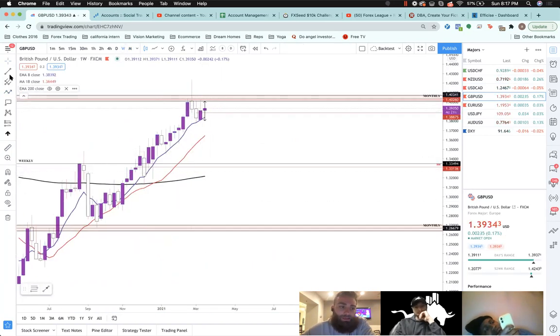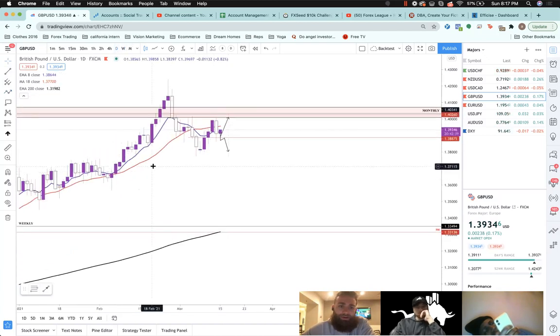Down to the weekly, the same thing here. Very bullish, broke resistance here, broke higher right here, retested, broke higher, retested, broke higher. Never retested this level, but we did just form some support right there. So let's go down now to the daily time frame.